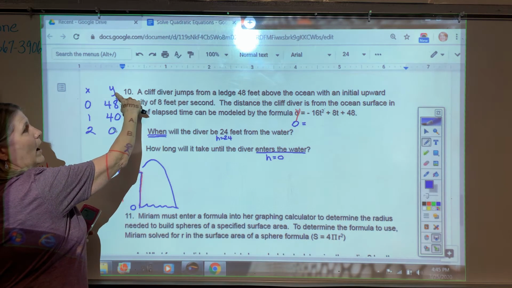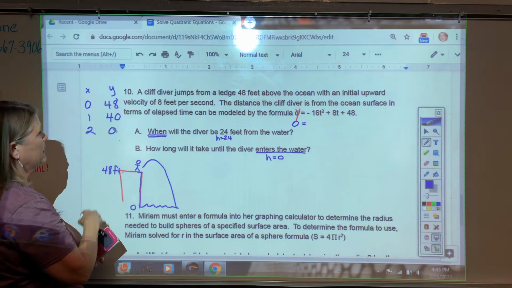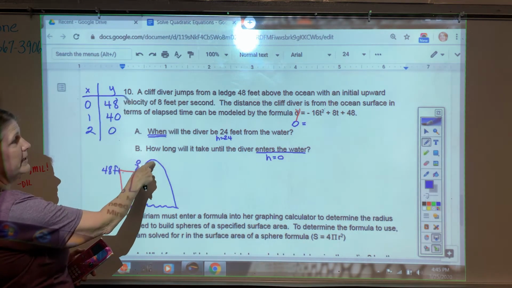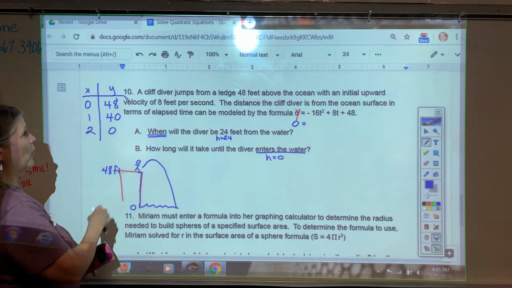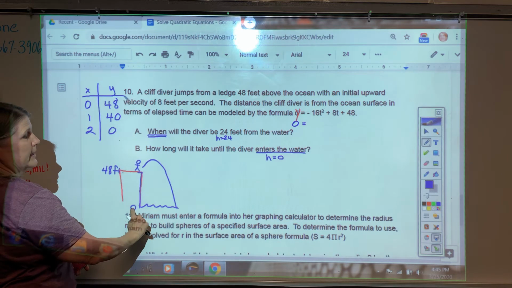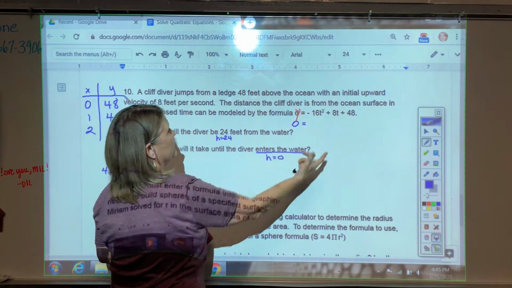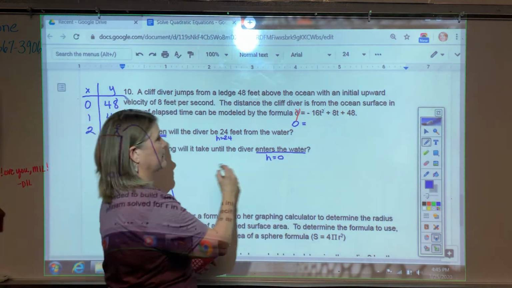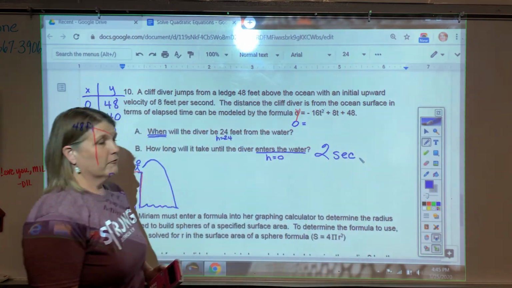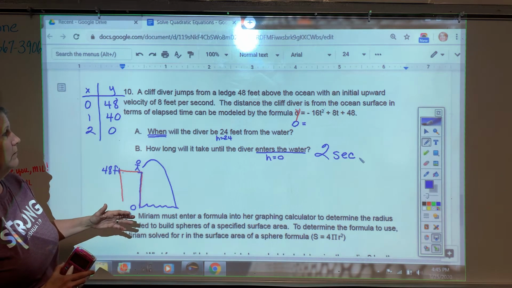So when I'm looking for y to be 24, that's somewhere between 1 second and 2 seconds. Matter of fact, if I look at my table off my calculator screen, I have the answer to question B. How long will it take the diver to enter the water? Well, he hits the surface of the water, his height is 0, right? 0 after x, that t we replaced with x, at 2 seconds. So I already have the answer to B part. I'm going to go ahead and just get that jotted down. But I've got a little bit of a problem ahead of me when I want to try to answer this right here.